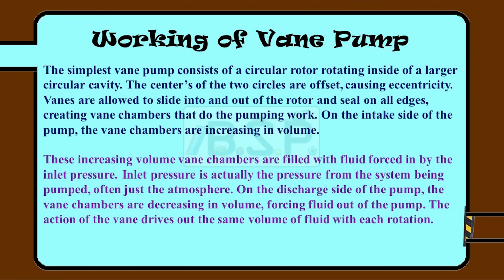The simplest vane pump consists of a circular rotor rotating inside of a larger circular cavity. The centers of the two circles are offset, causing eccentricity. Vanes are allowed to slide into and out of the rotor and seal on all edges, creating vane chambers that do the pumping work. On the intake side of the pump, the vane chambers are increasing in volume.